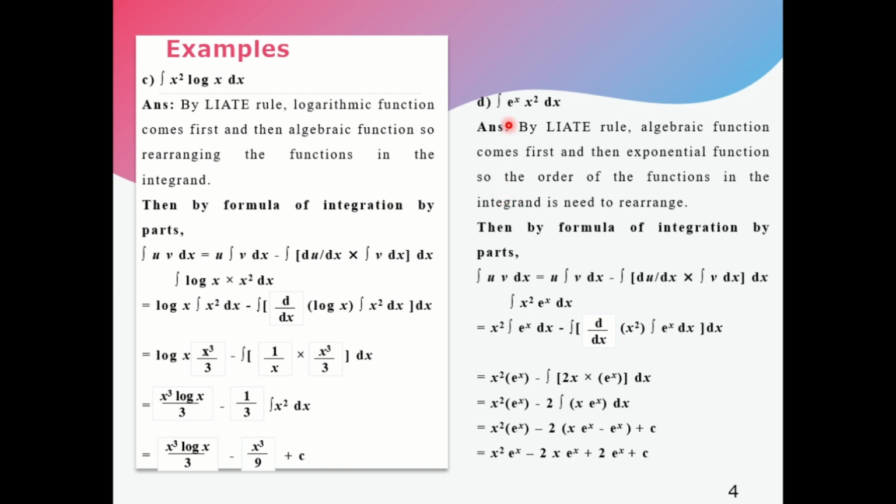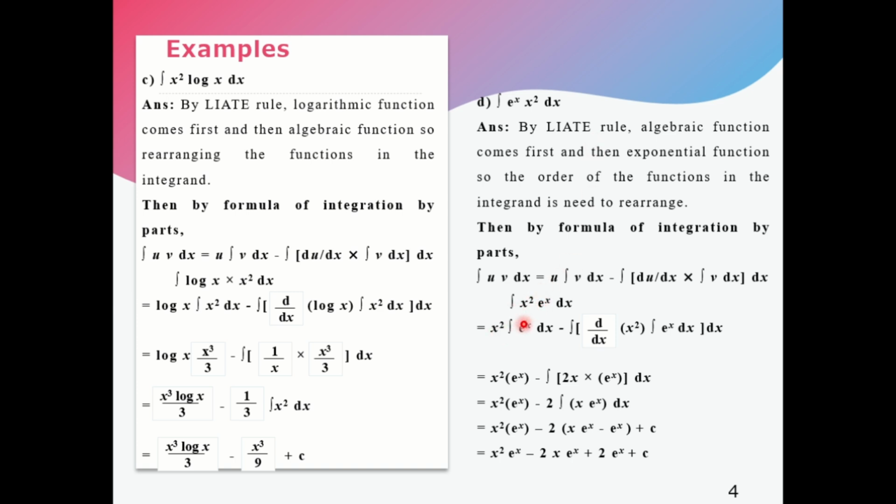Next, integration e raised to x, x square dx. By the LIATE rule, the algebraic function comes first and then the exponential function. So the order of the functions in the integrand needs to be rearranged. Okay, then how can we write the integration? Integration x square e raised to x dx, because as per the LIATE rule, algebraic comes first, then exponential.